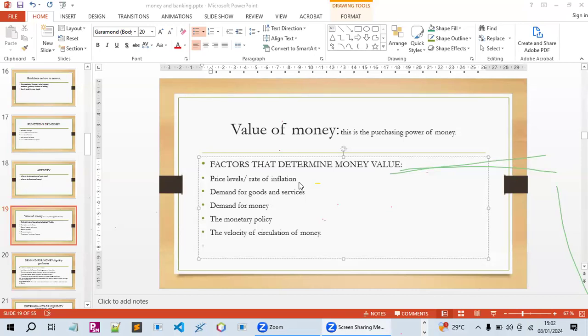Whereas for the revaluation policy, where the government deliberately increases the amount of money in circulation, it leads to a high demand for goods and services in the country, which increases the prices of goods and services, thus lowering the money value.